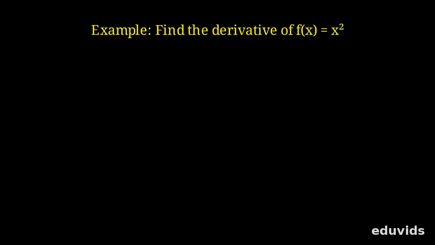Let's apply this by finding the derivative of f of x equals x squared, using our new limit definition. This function describes a parabola. First, we substitute f of x plus h and f of x into the formula. The limit as h approaches 0 of x plus h squared minus x squared, all divided by h.